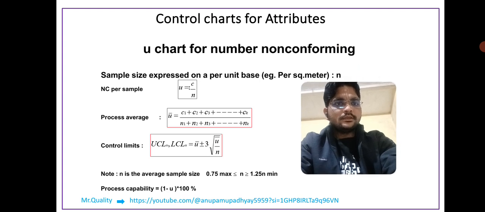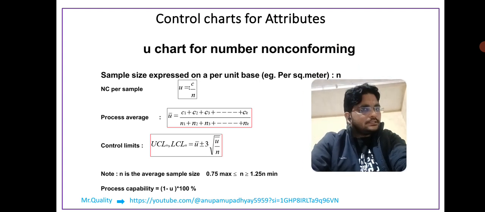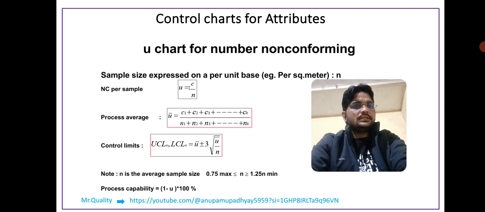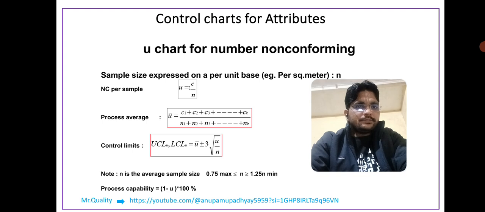Okay, for the U chart, the formula is the same as the C chart, for number of non-conformities per unit. Sample size is spread on a per unit basis, for example per square meter, denoted by N. NC per sample, that is U, is equal to C divided by N. Process average U bar is C1 plus C2 plus up to Ck, divided by N1 plus N2 plus N3 up to Nk.